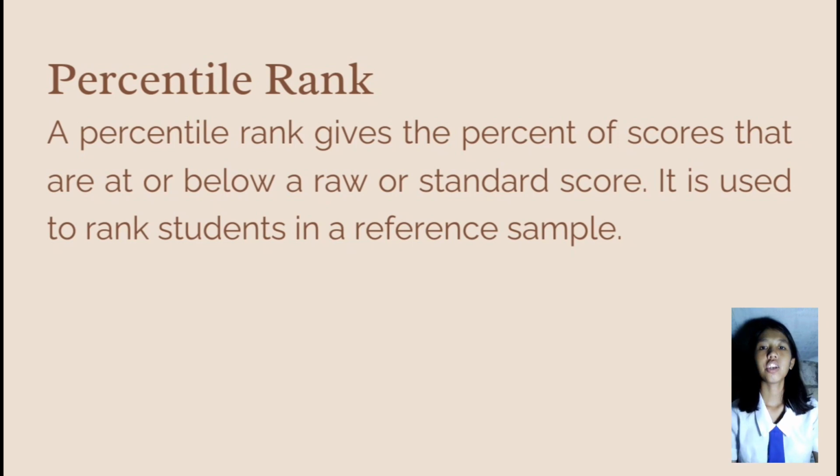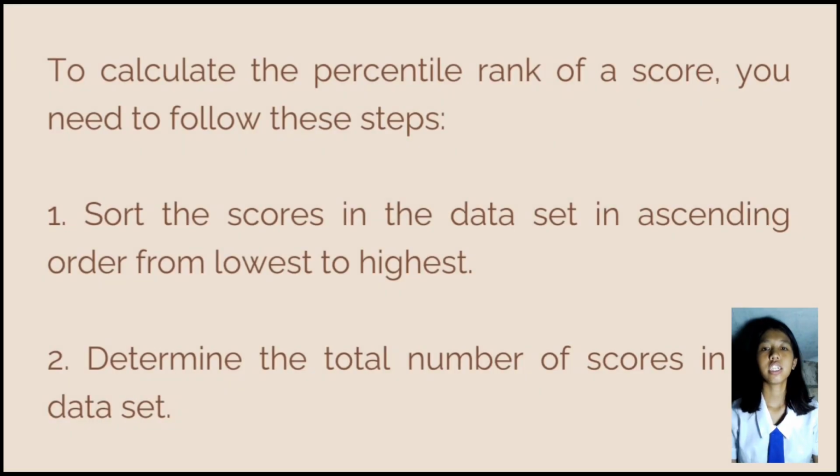So, to calculate the percentile rank of a score, we need to follow some steps. First is to sort the data set in ascending order from lowest to highest. So, you will be given scores which are not arranged, so you will arrange them first from lowest to highest.